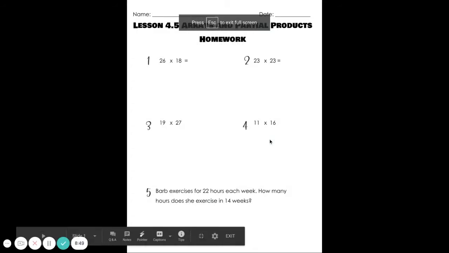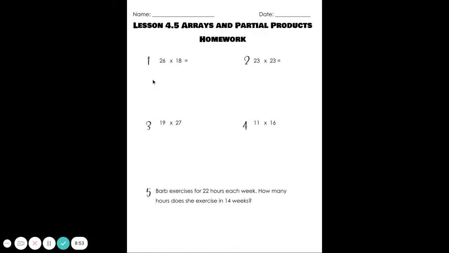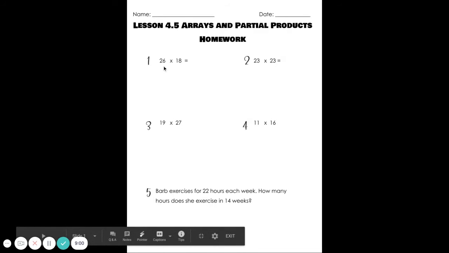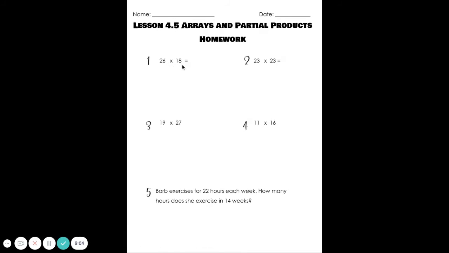All right. So for this one, you're going to use the area and partial products way. What you'll want to do is try your 4 rectangles for all of these, and expand both of your factors to like 20 plus 6 and 10 plus 8. Again, this homework actually goes with yesterday's video because I made a mistake. So if you have questions, let me know.